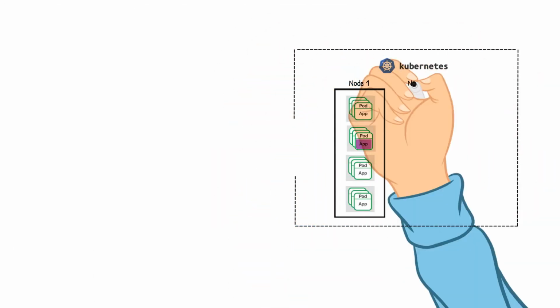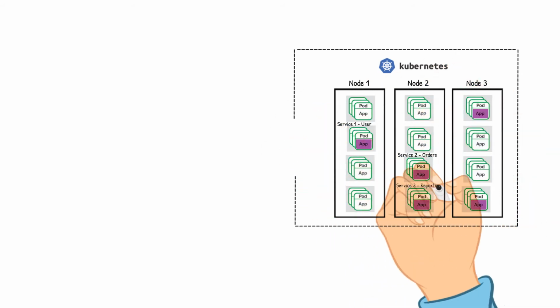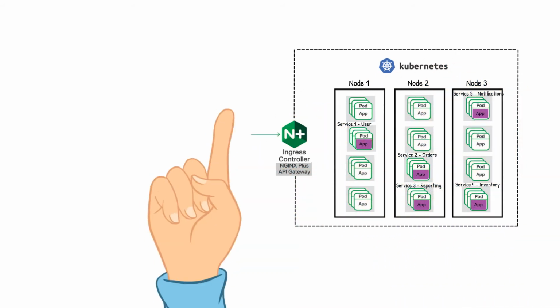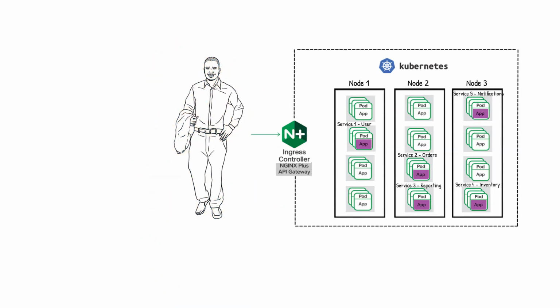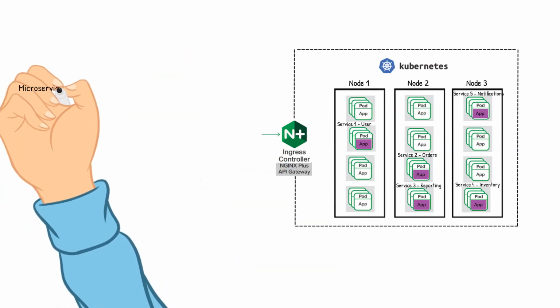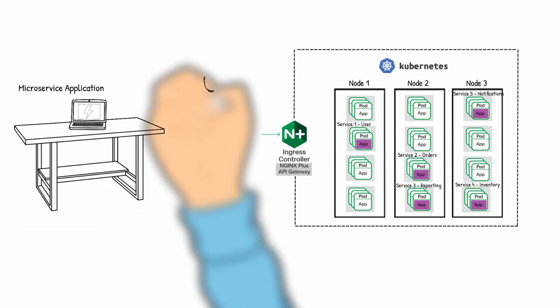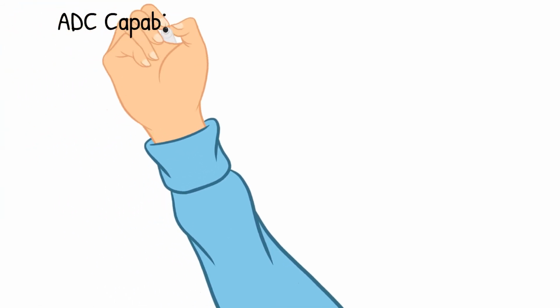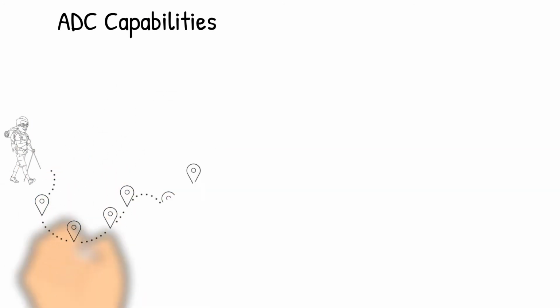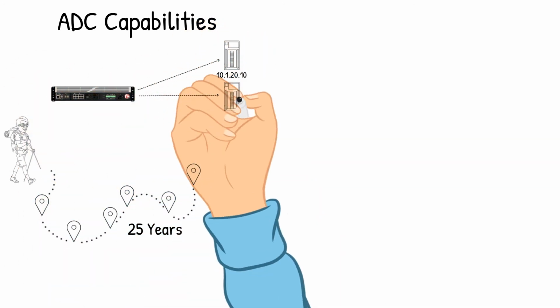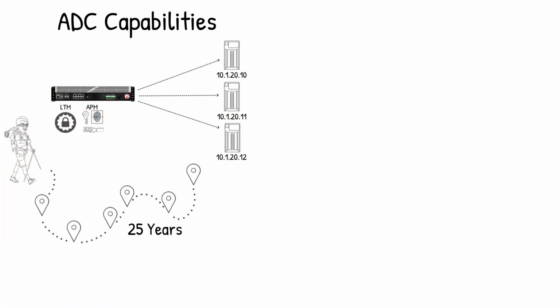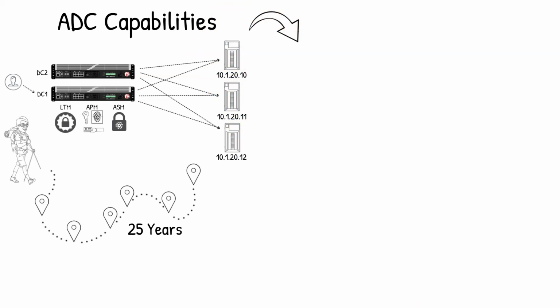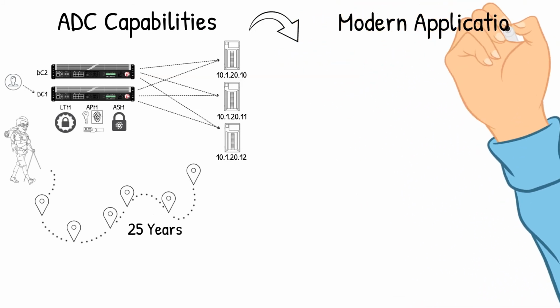Now, even though we have taken our purple application and broken it into many different purple pieces, the end user still has the same application experience expectations. So even though it consists of several microservices, we still must deliver it to our users in a seamless manner. All of the application delivery controller capabilities that we have provided for 25 years, load balancing, authentication, SSL visibility, global load balancing, distributed denial of service, and more are all still very relevant, but we need to find a way to integrate them into these modern application environments.